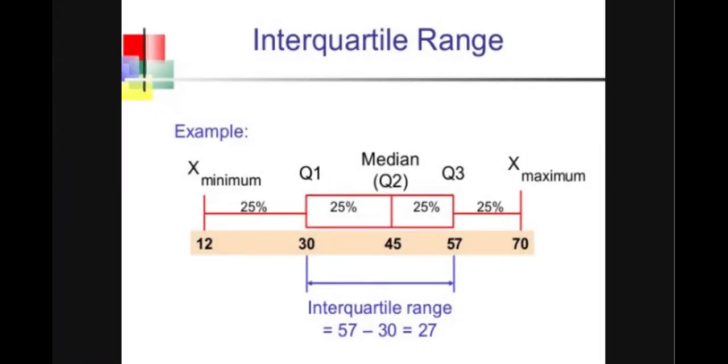And now we're going to learn about the interquartile range. This is also very needed when trying to detect outliers. As seen here, the interquartile range can be found by subtracting quartile 1 from quartile 3. In this case, it's 57 minus 30, which equals 27. So that's the interquartile range. That's basically the spread of the numbers between quartile 1 and quartile 3.